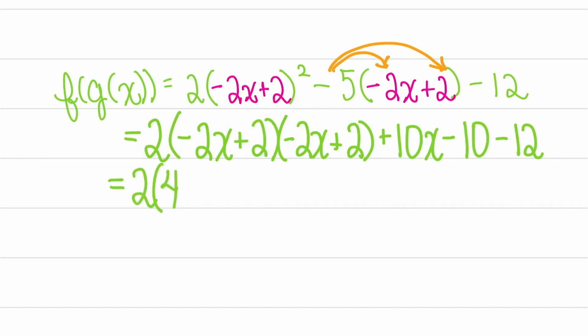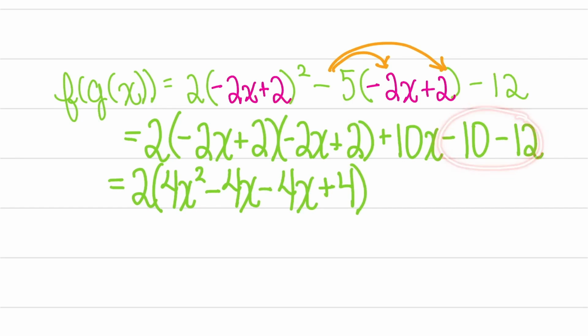So this will be positive 4x squared. That's the product of negative 2x times negative 2x. Now the product of our outer terms is going to be negative 4x. The product of our inner terms is also negative 4x. And then the product of our last terms is positive 4. Now we can also combine these two terms out here. Negative 10 minus 12 is negative 22.